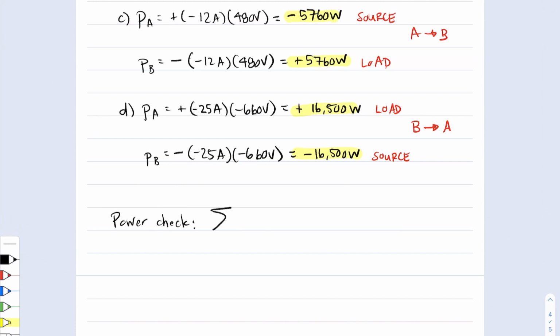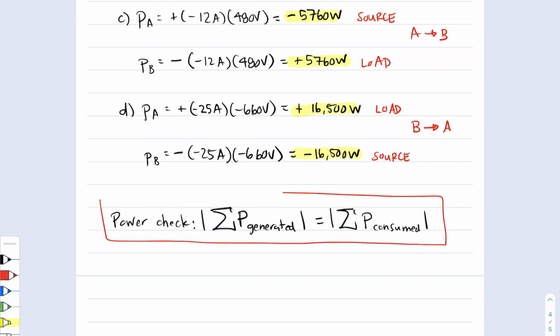What that means is if you add up all of the positive powers that are being generated, and you take the absolute value, they must equal the absolute value of the total power that's being consumed or dissipated. This is what they call the power check. And it is, no matter how large your system, the total amount of power that's being generated by all of the elements must equal the total amount of power that's being consumed by all of the elements.